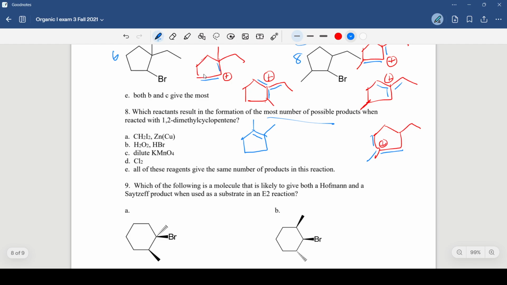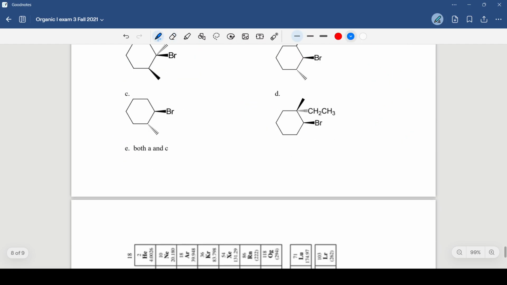So the answer is this. You show it to HBR. Oh, okay, I see. It's because this one is not stereospecific. Wait, I'm not sure if this one has the correct answer. Well, yeah, it does, because A only makes one product, and B is not stereospecific, so you get multiple. Yeah, I'm looking at B versus D, but let me just make sure.